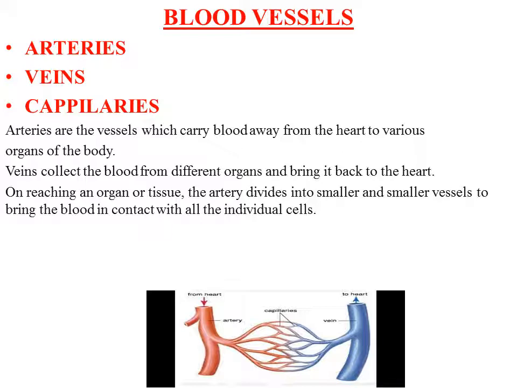Now it's time for the capillaries. When an artery reaches an organ or tissue, that artery divides, as shown in the figure, into much finer and smaller vessels called capillaries. After being divided into these finer structures, they come in contact with the tissues, and when this fine structure comes in contact with the tissue, they exchange their material.